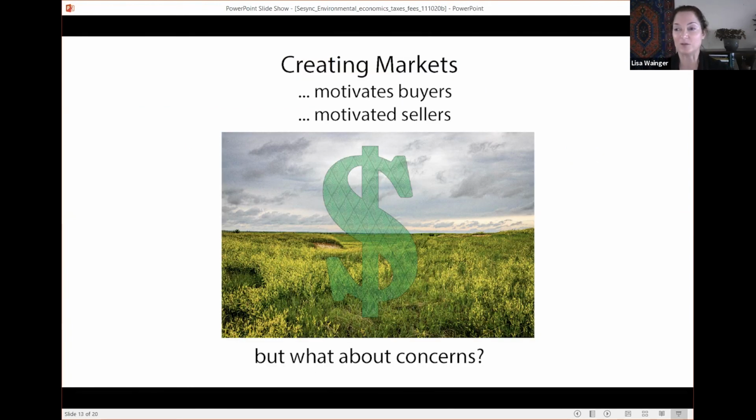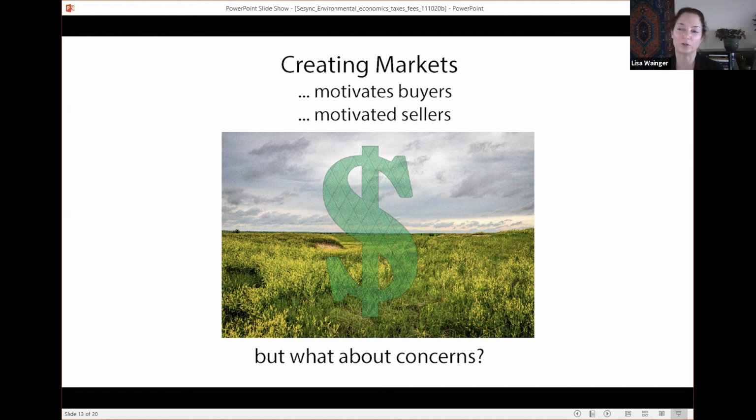I think the problem is we're asking regulators to create a market when they have a lot of things they're trying to accomplish. It's hard to create a market. I mean, markets are kind of self-regulating. You have motivated buyers, motivated sellers, things just work themselves out.